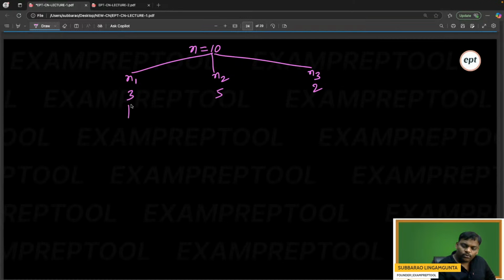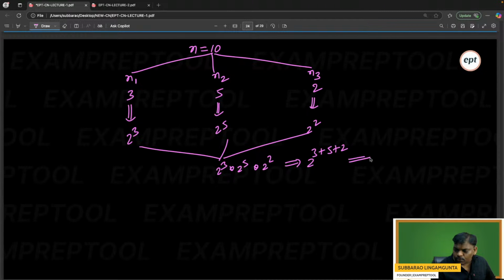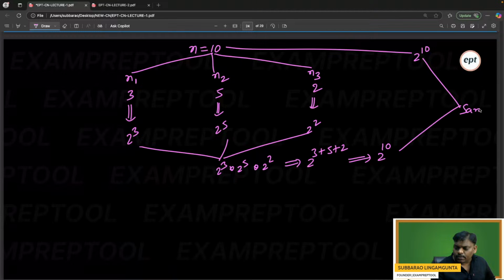Now, this is how many ways? 2 cube ways. This is 2 power 5 ways. This is 2 square ways. Combinedly, 2 power 3 into 2 power 5 into 2 power 2, which is 2 power 3 plus 5 plus 2, which is 2 power 10. So if you do directly also 2 power 10, both are the same.